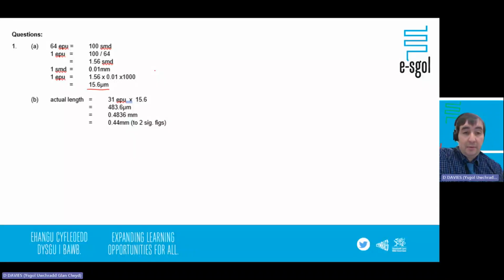So we worked out on the second part of the question, there was 31 eyepiece units, so that multiplied by that gives us 483.6 microns. Remember, they wanted it in millimeters, so you need to divide by 1,000 in order to get that. And then to 2 significant figures, 0.44.